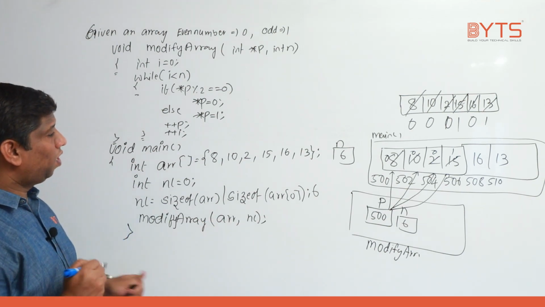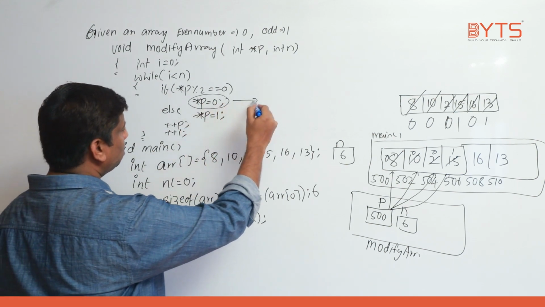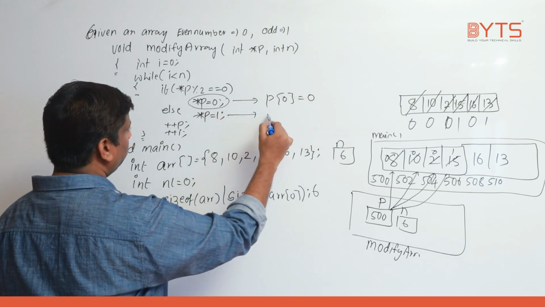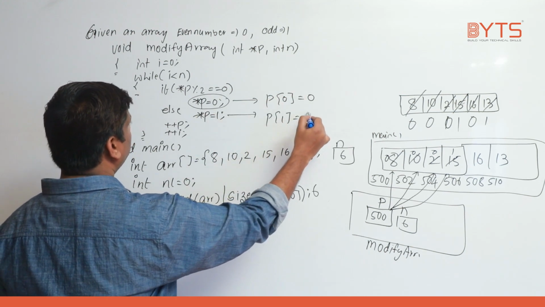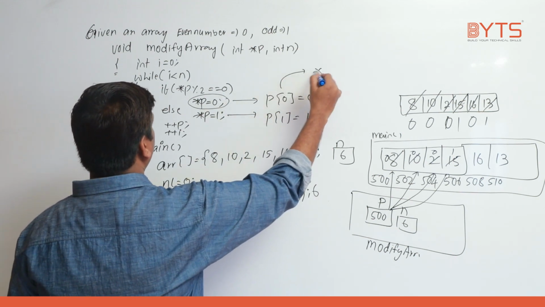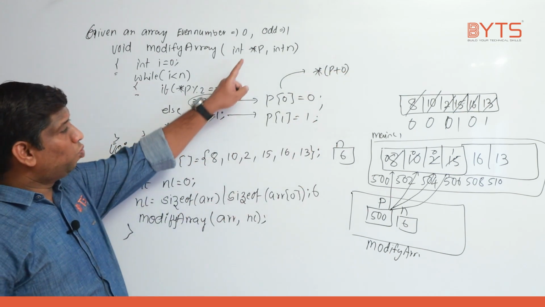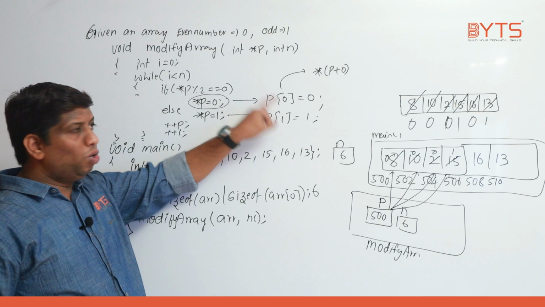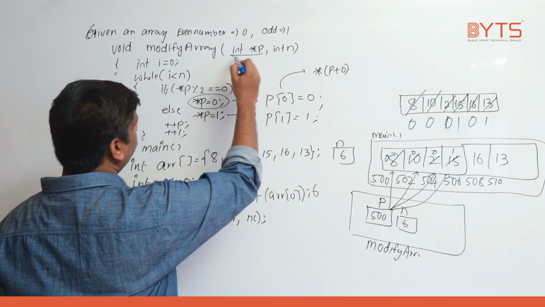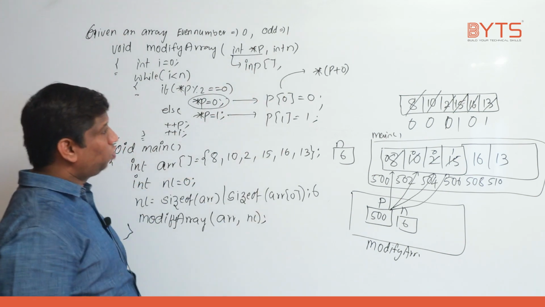Now another interesting point I am going to tell you is, this statement can be converted as p of 0 is equal to 0. This statement can be converted as p of 1 is equal to 1. Why? P of 0 is what, the meaning? Star of p plus 0, right? So even though I am using a pointer here, I can convert it into index, which we already discussed earlier. And int star p also can be written as what? Int p index. I hope this is very clear.